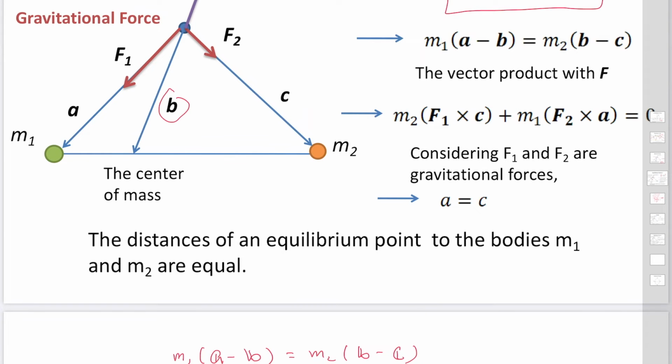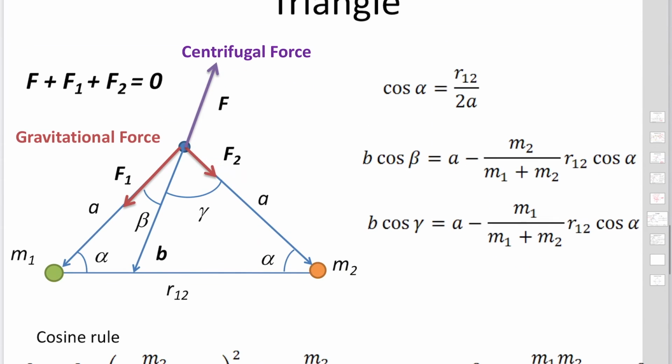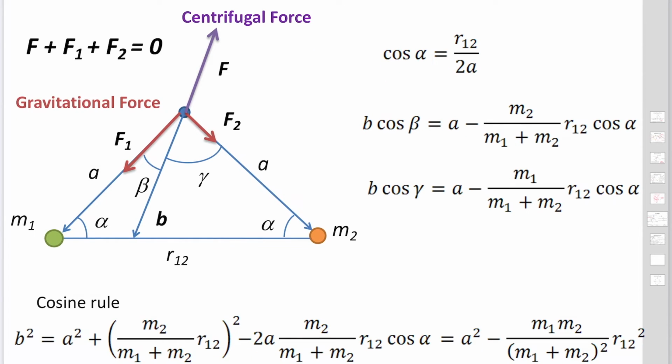So the distances from the equilibrium point to the bodies m sub 1 and m sub 2 are equal, A equals C. We derive this, then we consider the triangles. So now A and C are the same, A.